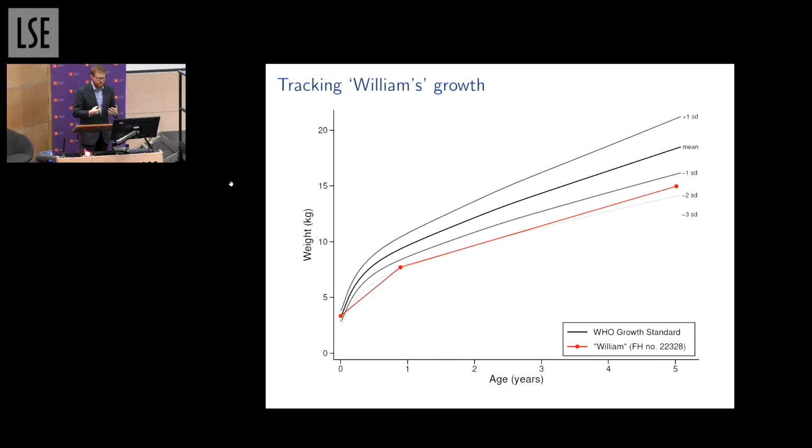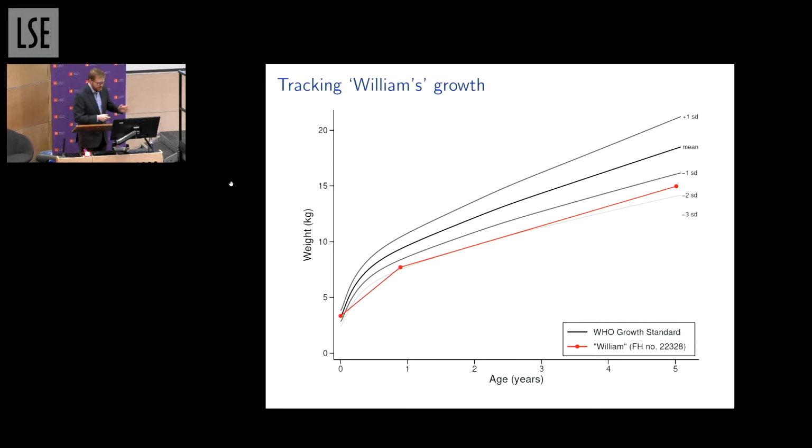We can help that a little bit by plotting the standard deviations of the distribution of the growth standard, okay? So we have one standard deviation, the mean, and then standard deviations below the mean. That one didn't turn out, sorry. It's in the screen, but not on that screen.